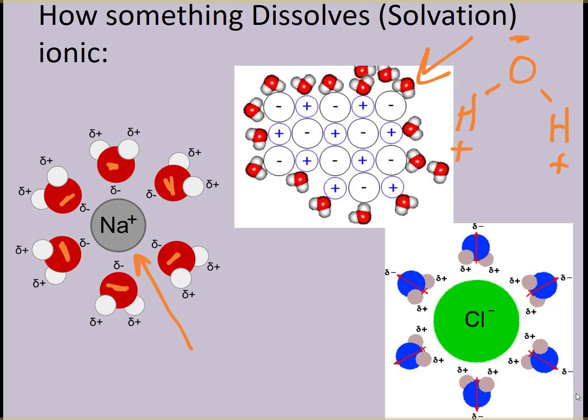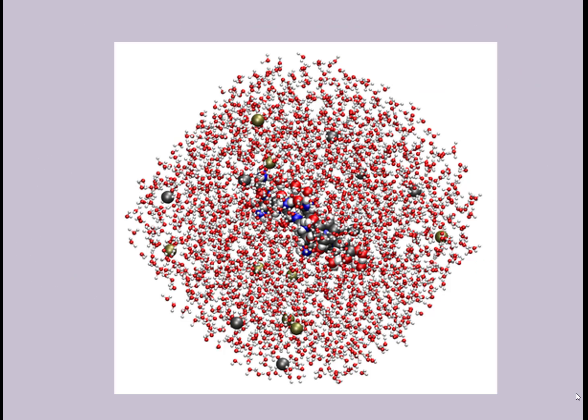And the opposite over here, you have the positive ends of those hydrogens surrounding the negative chlorine anion, and it will pull it apart from the sodium. Here's a picture. The water molecules are really, really tiny, and then the ions are larger.